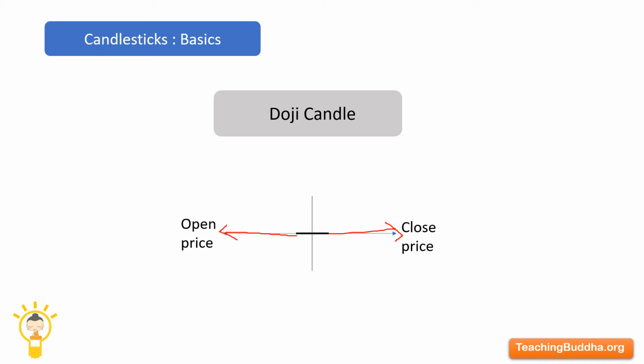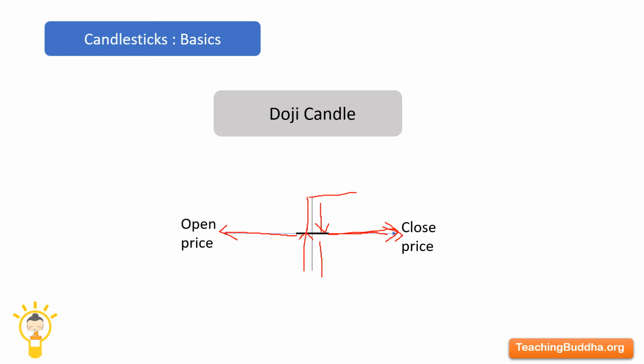Because during the formation of this candle, at some point of time, price has moved up and reached this high, and sellers took control and pushed the price back downwards. Similarly, at some point of time, price has moved down and buyers took control and pushed the price back up to here. This caused the closed price to form here. Therefore, open price is equal to closed price.